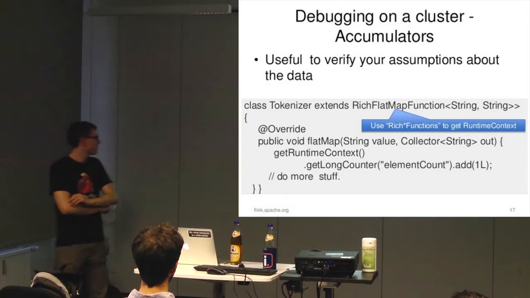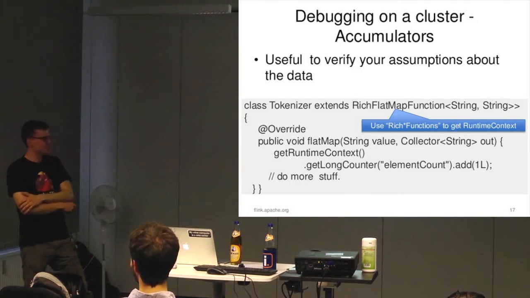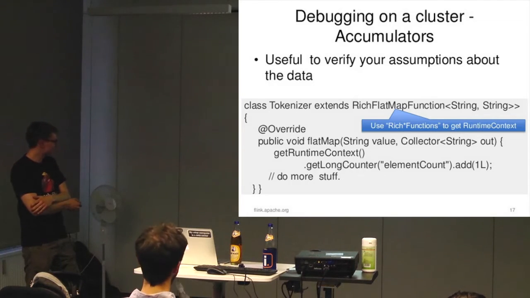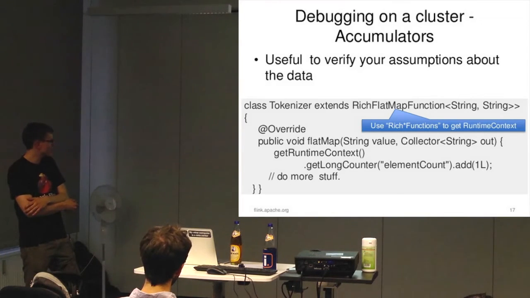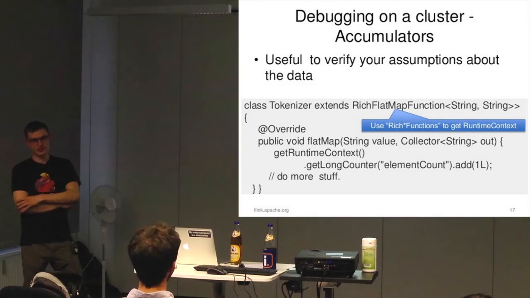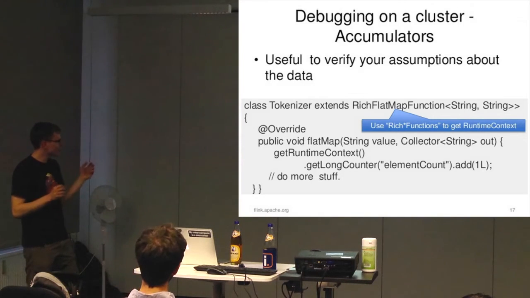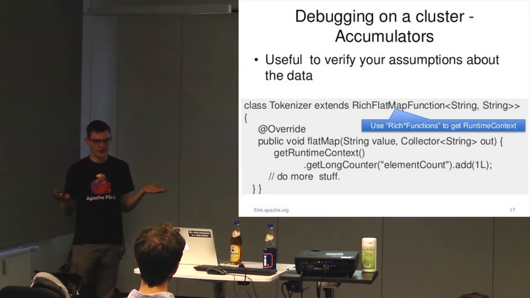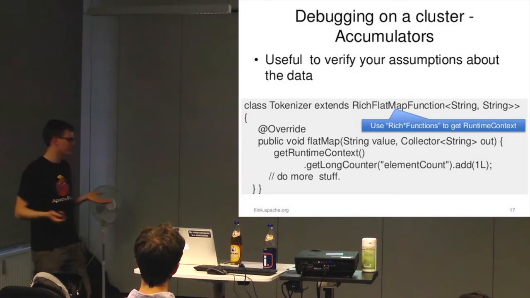So when you use rich functions, then you can access this runtime context, which gives you access to counters. In this case, for the word count tokenizer, each time the flat map is called, we get this element count and add a long to it. This way, you can count how many elements are coming into this mapper function of your word count, which is really useful when your output doesn't look the way you expect it to look.